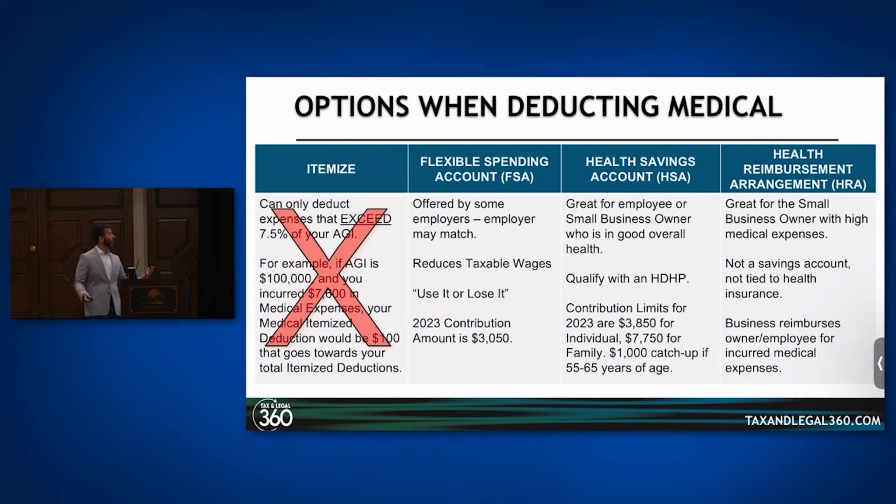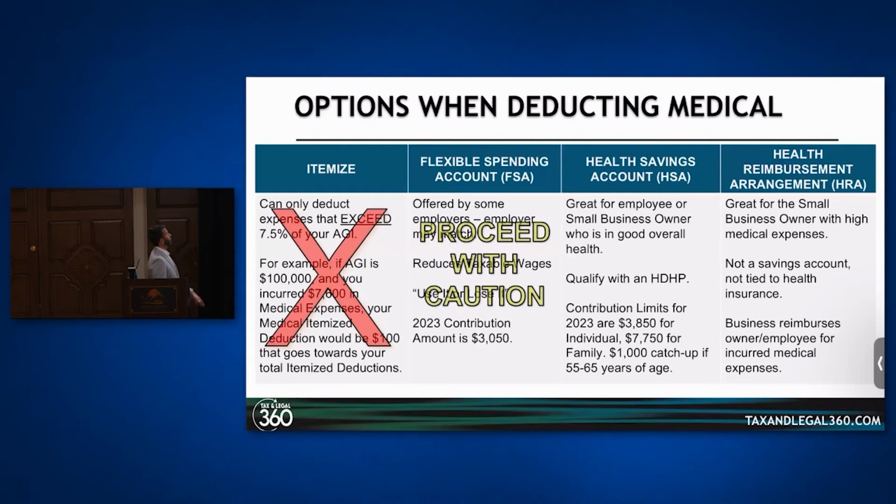So your employer might offer you to put in, the 2023 limit is $3,050, and you can contribute that much and receive a tax deduction for it. But the key thing to remember is, ideally, prior to year end, you want to pull that money out and actually get reimbursed for the expenses you incurred, or else you're out of that money. Okay, so you want to make sure you pull them out. So it's great, but just proceed with caution there.